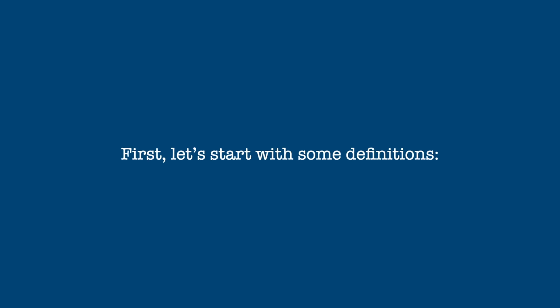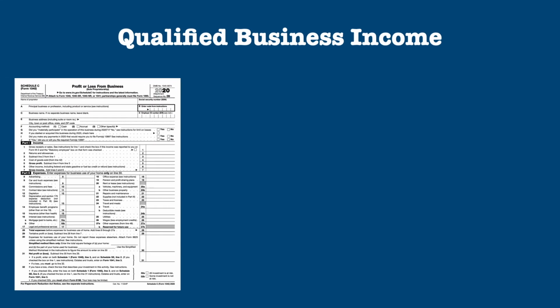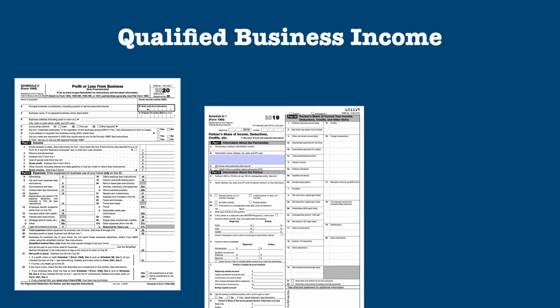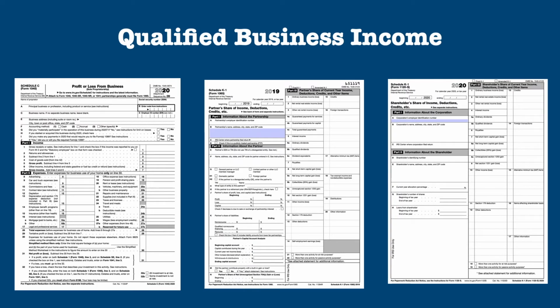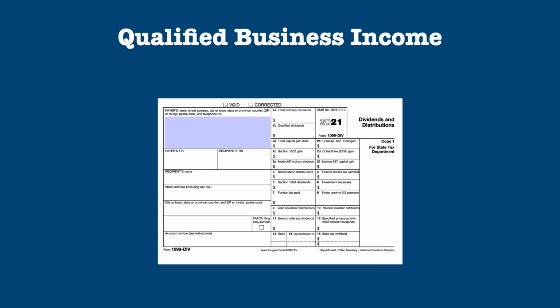To be able to understand the deduction and how it is calculated for most businesses, we need to define a few terms. The first is qualified business income. This can come in several forms: net income from a sole proprietorship, a partner share of the profits from a partnership, or a member share of the profits from an S corporation. Sometimes you even have qualified business income on a 1099 DIV form with a designation Section 199A income.